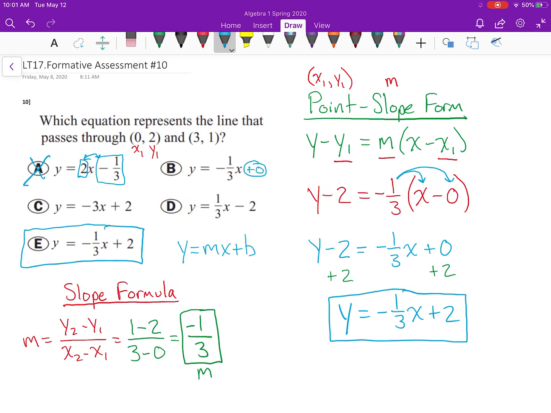which would mean they have a y-intercept of 0. They might have stopped in point slope form when they saw that 0 on the end, and they might have thought, oh, zeros, I can just get rid of those. But when we bring that -2 over to the other side, we end up with a +2 for our y-intercept, so that's why B is incorrect.